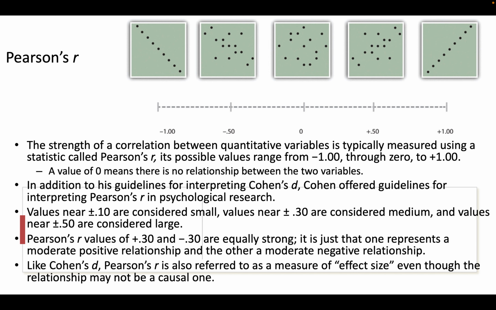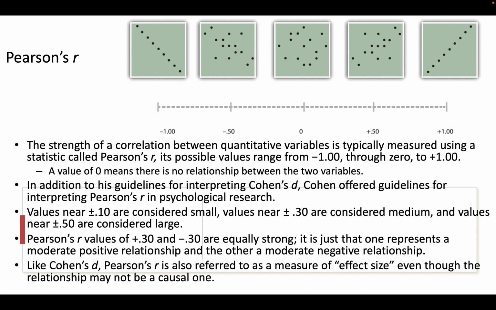The strength of a correlation between quantitative variables is typically measured using a statistic called Pearson's r. Its possible values range from -1 through 0 to +1. A value of 0 means there is no relationship between the two variables. In addition to the guidelines for interpreting Cohen's d, Cohen offered guidelines for interpreting Pearson's r in psychological research.